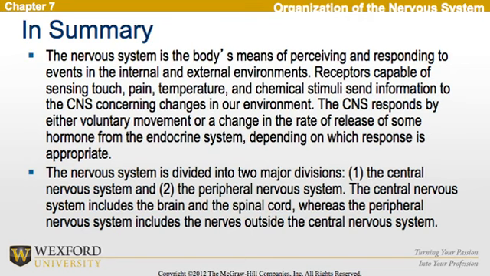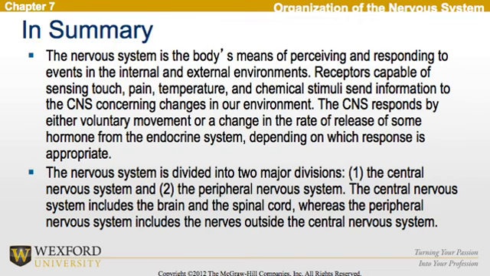In summary, the nervous system is the body's means of perceiving and responding to events in the internal and external environments. Receptors capable of sensing things such as touch, pain, temperature, and chemical stimuli send information to the central nervous system concerning changes in our environment. The central nervous system responds by either voluntary movement or a change in the rate of release of some hormone from the endocrine system, depending on which response is appropriate.